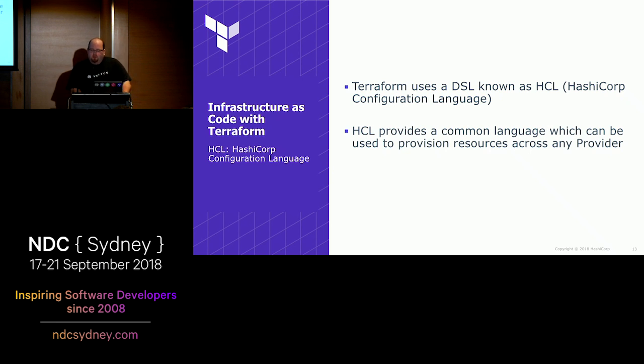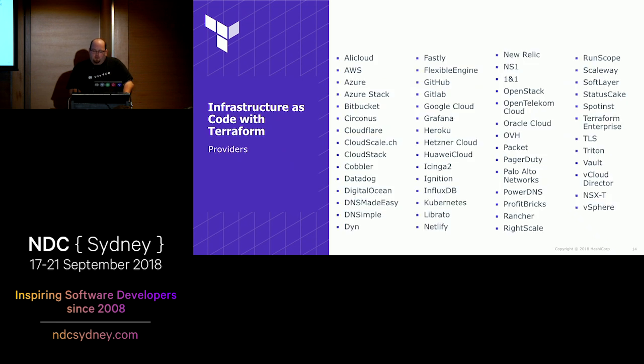But that raises the question, what do we mean by provider? Terraform supports over 80 officially HashiCorp-supported providers. And it's possible to write your own too. There are about 80 plus community providers, and I just want to call out a few of them.